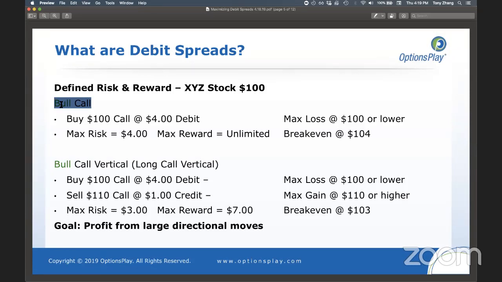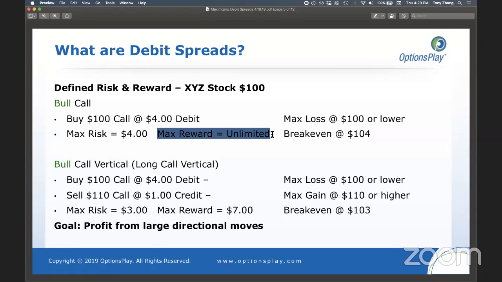So what does that trade look like? You might buy a 100 strike call, the at-the-money call. Let's say that call option cost you $4. So this trade will give you a max loss if the stock stays at $100 or lower. If the stock doesn't move any higher, you will lose the $4 that you paid for the call option. Your max reward is unlimited in this particular case.